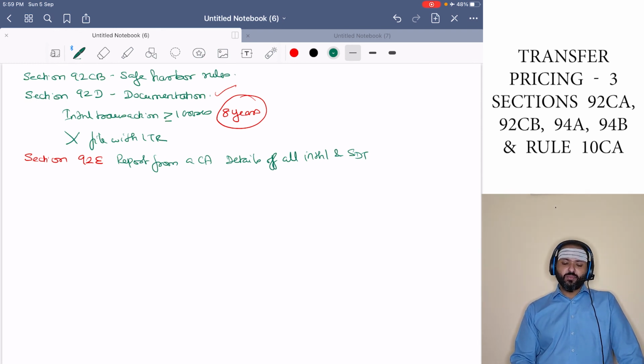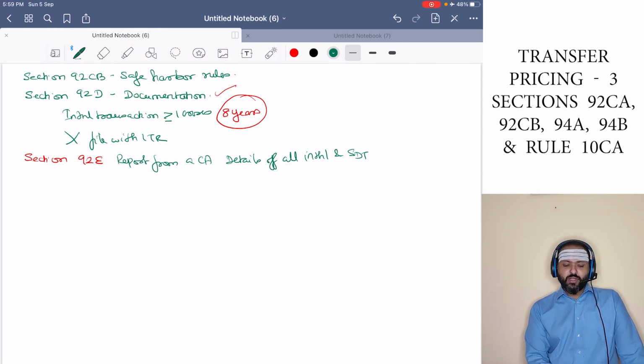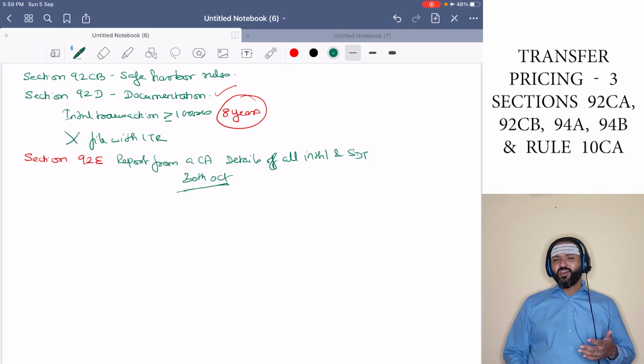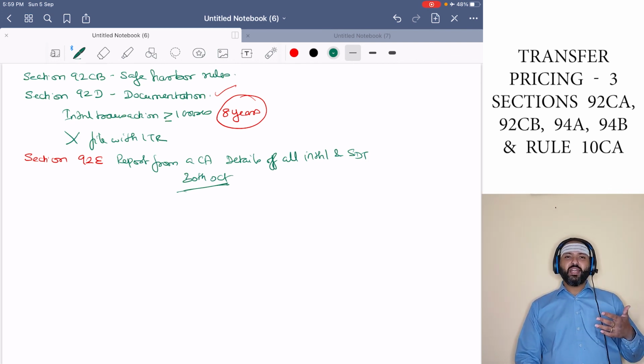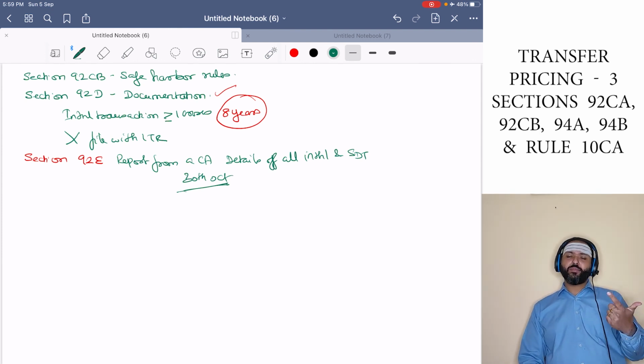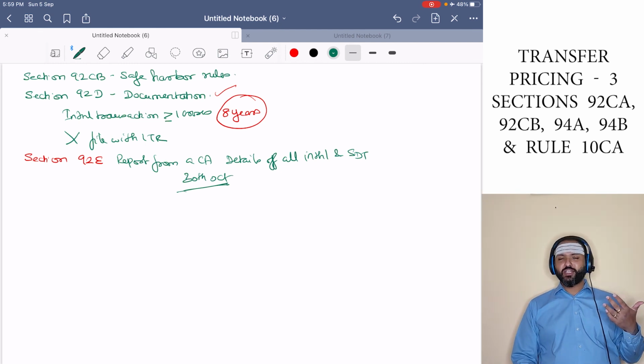So this is a chartered accountant's report, and what is the time limit? The time limit is going to be 30th of October. This is the law stipulated time limit, but you know that during COVID times the time limits are generally given some sort of relaxations. So as and when that happens, the relaxations will come into play. For example, for this year it will be 30th of November.